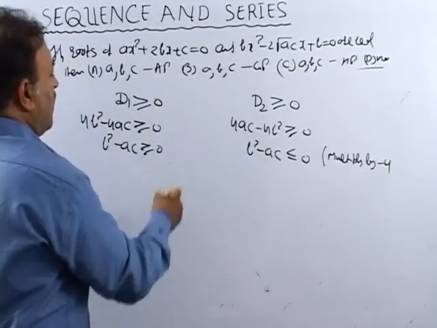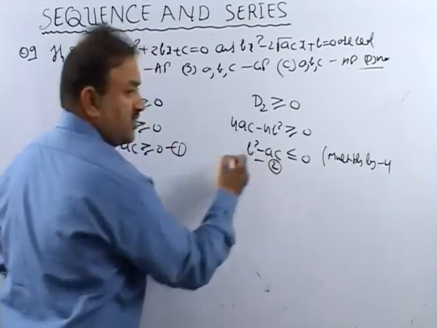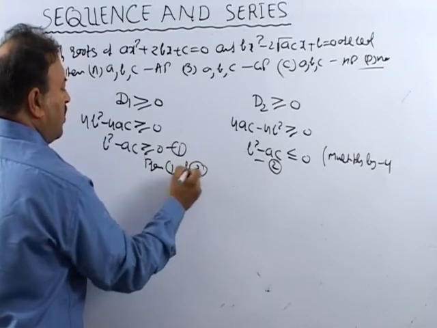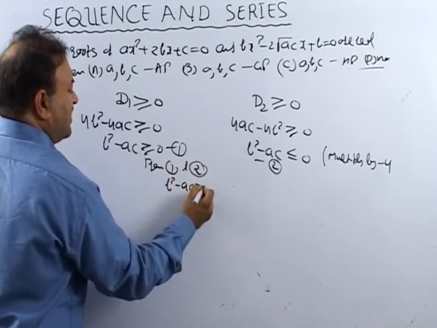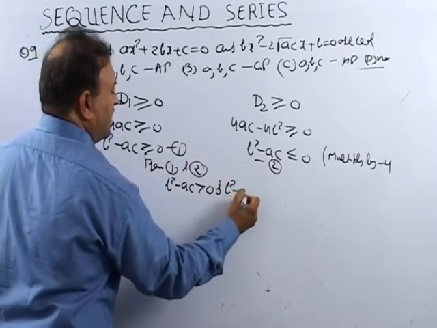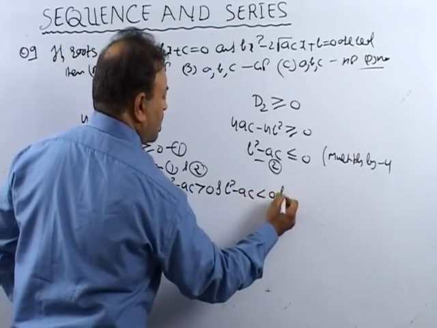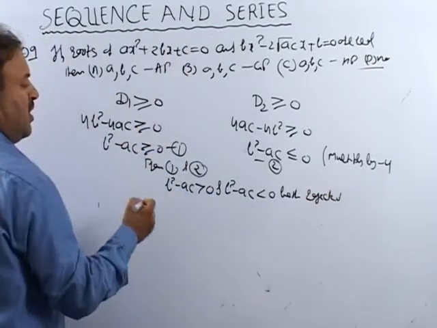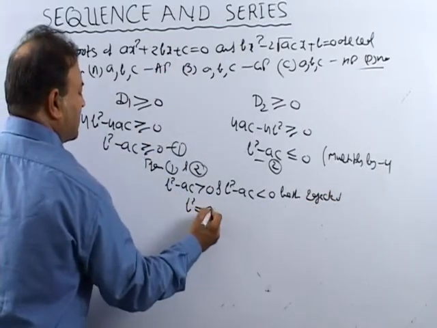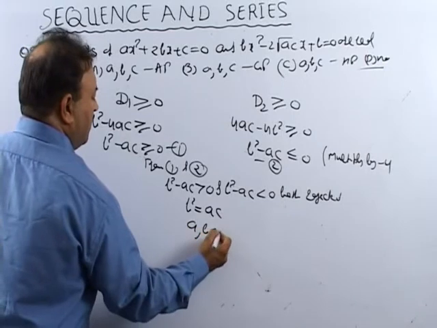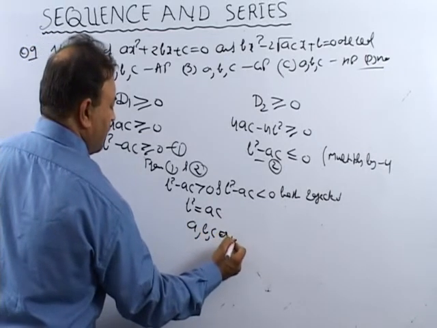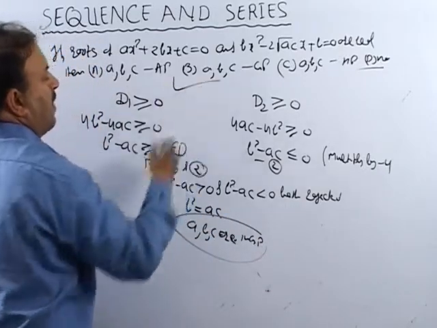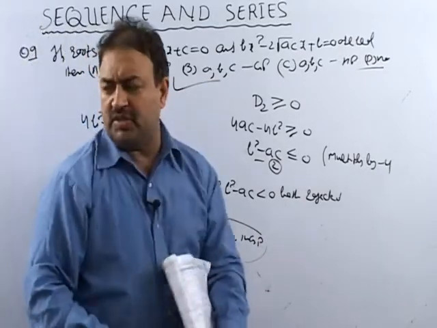Now from 1 and 2, b square minus ac greater than 0 and b square minus ac less than 0 are both rejected simultaneously, not possible. So the only possible condition is b square equal to ac, so a, b, c are in GP. So the right answer is part B, that a, b, c are in GP.